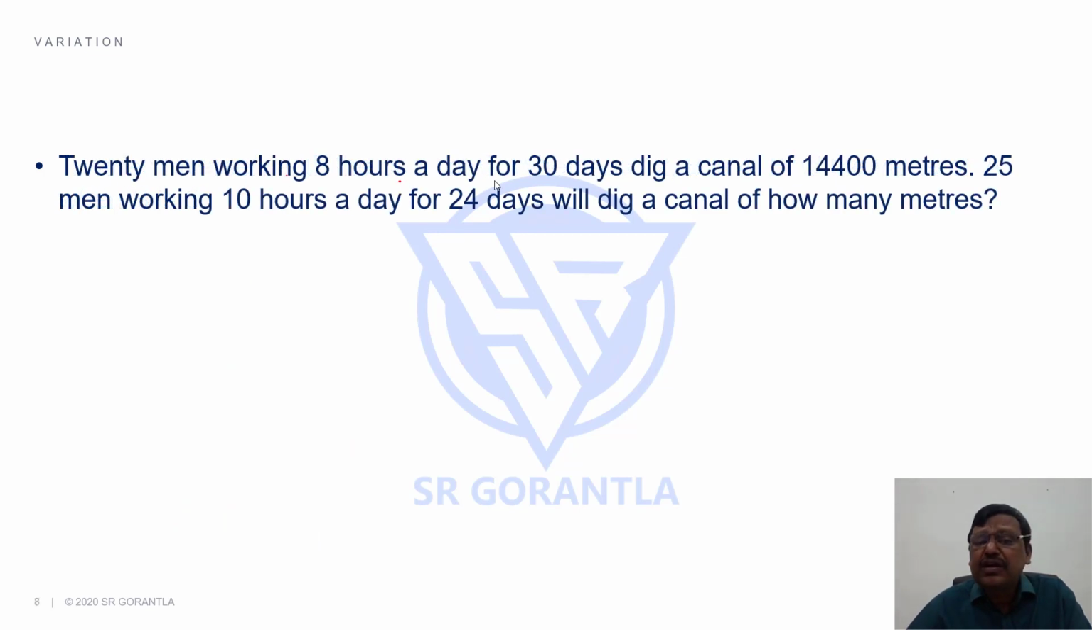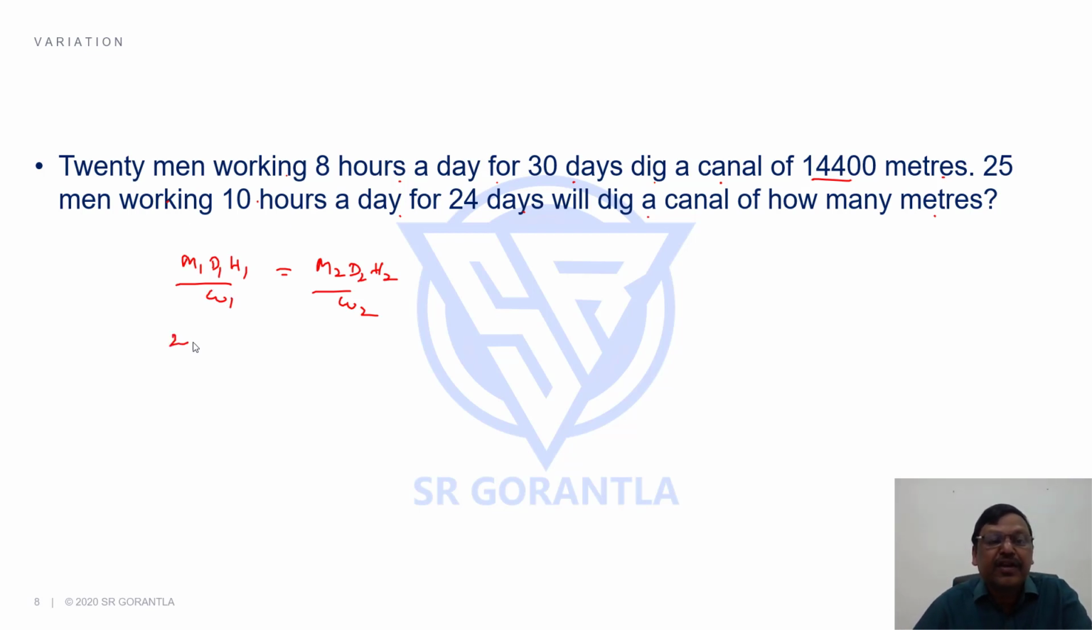20 men working 8 hours a day for 30 days dig a canal of 14,400 meters. 25 men working 10 hours a day for 24 days will dig a canal of how many meters? So we just discussed M1 D1 H1 by W1 equals M2 D2 H2 by W2. I've just explained how this has come, so we'll straight away take it as a formula and answer it.